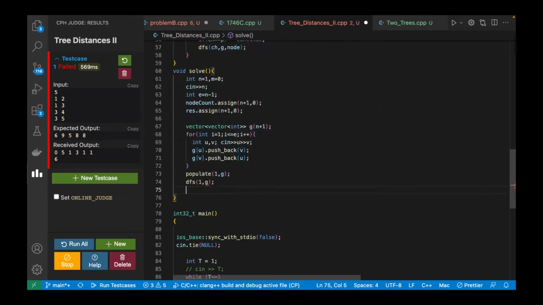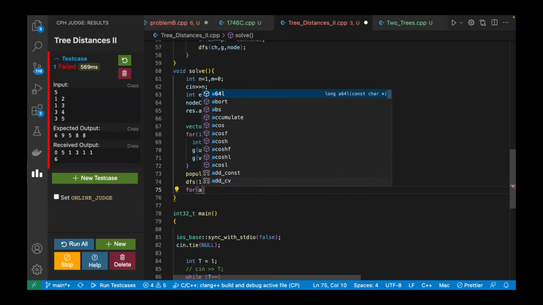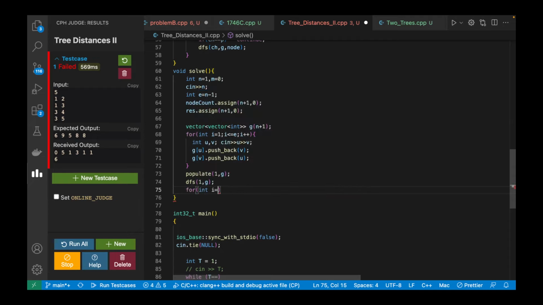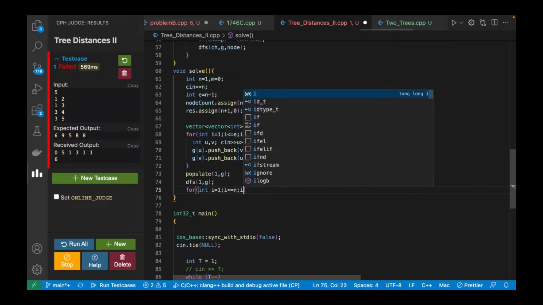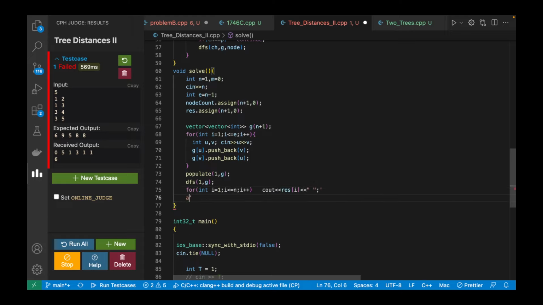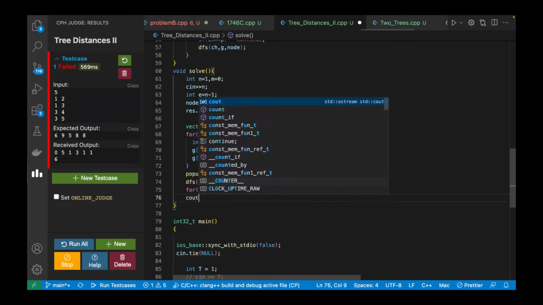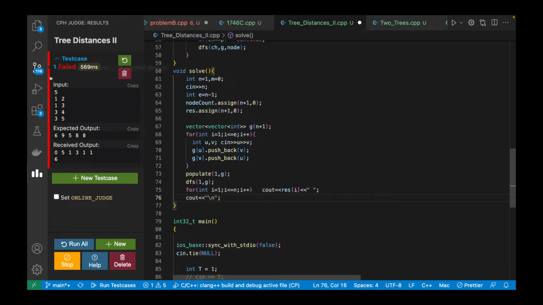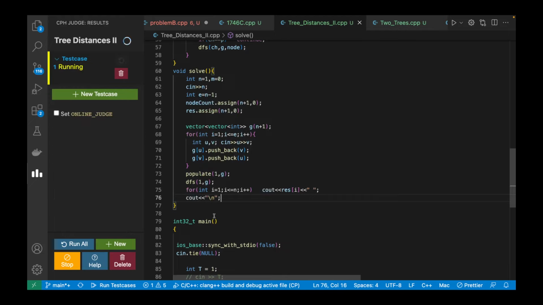And then after that, you'll say I have to print the values from 1 to n. So int i equal to 1, i less than or equal to n, i plus plus, we'll say res i, then a space. Once over here, then we'll just say \n. So this should be good. Let's test this. Okay, yeah, the code works.